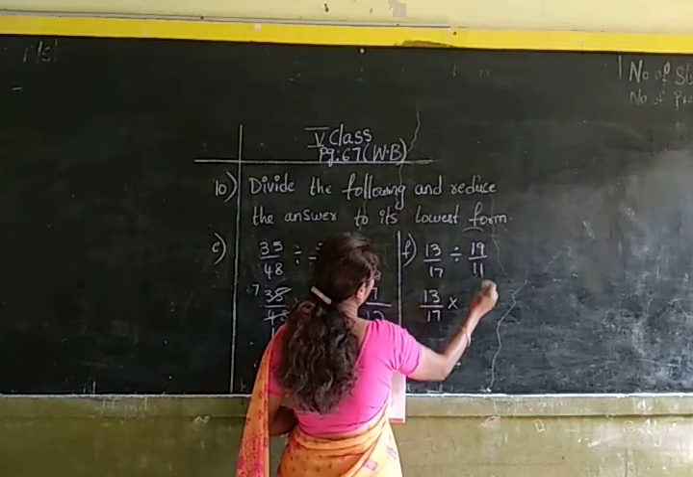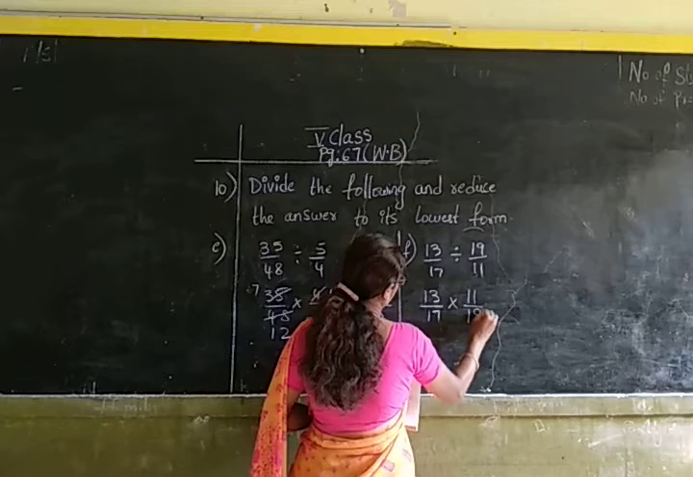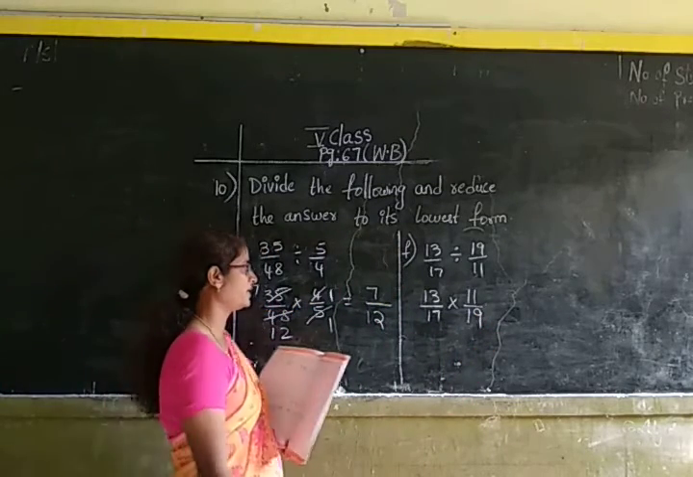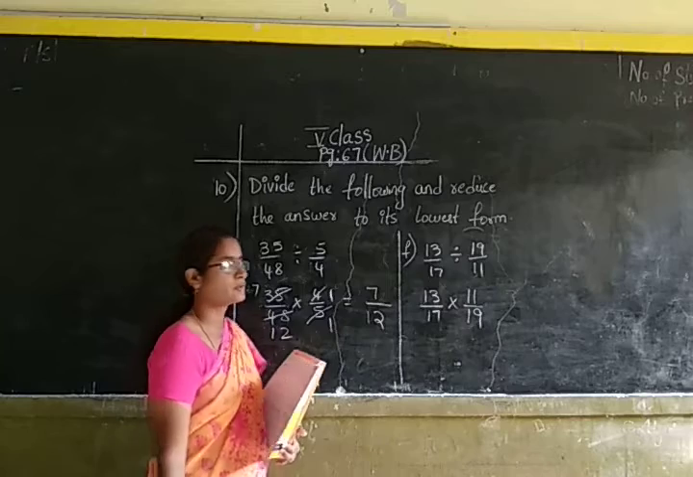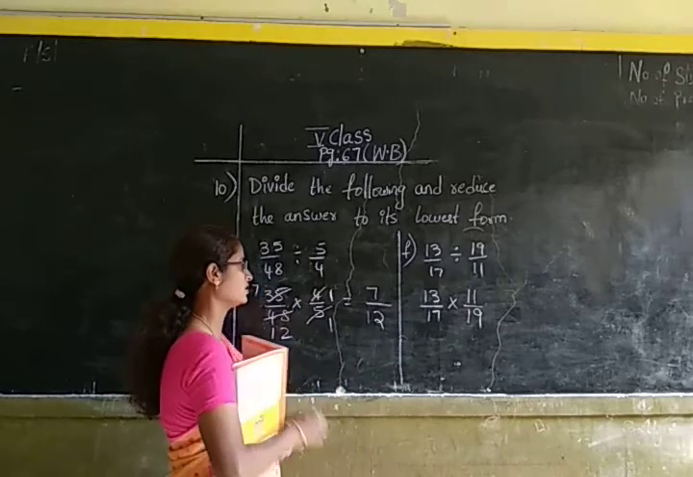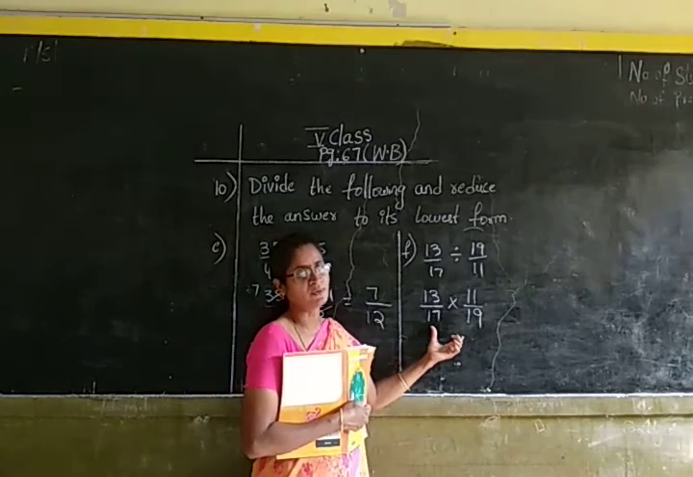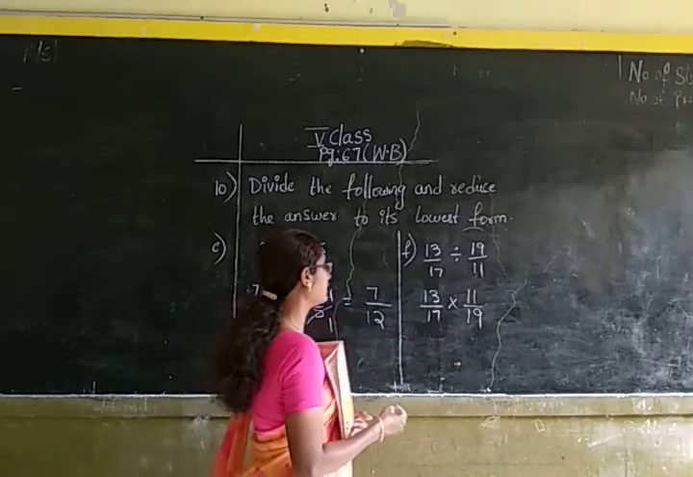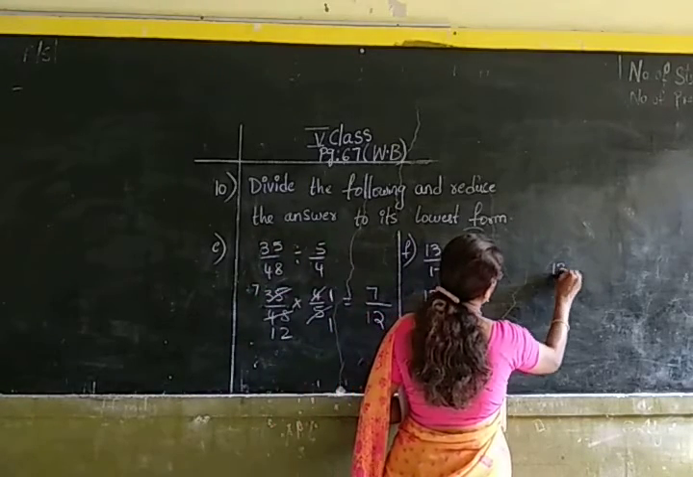Reciprocal of 19 by 11 is 11 by 19. After writing the reciprocal, we have to multiply it with the first fraction. Here these are co-prime numbers, so we can't cancel them. So let us multiply the numerator with numerator and denominator with denominator.